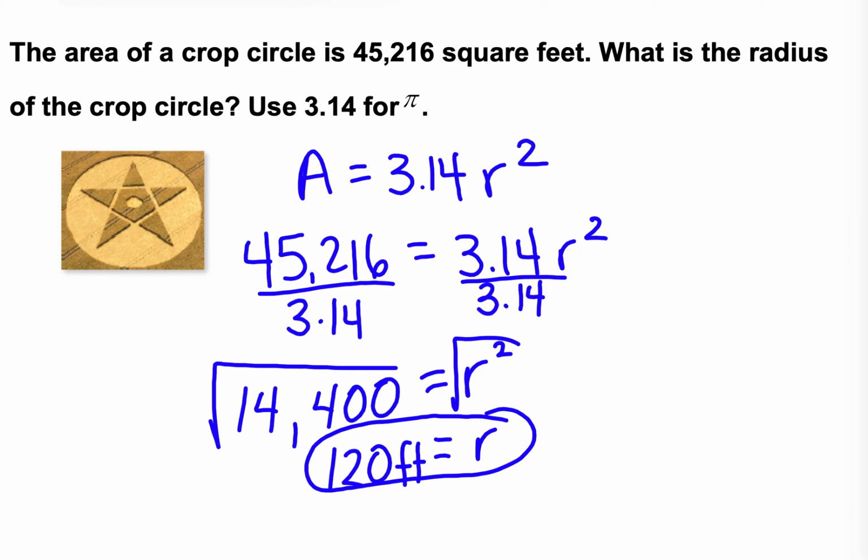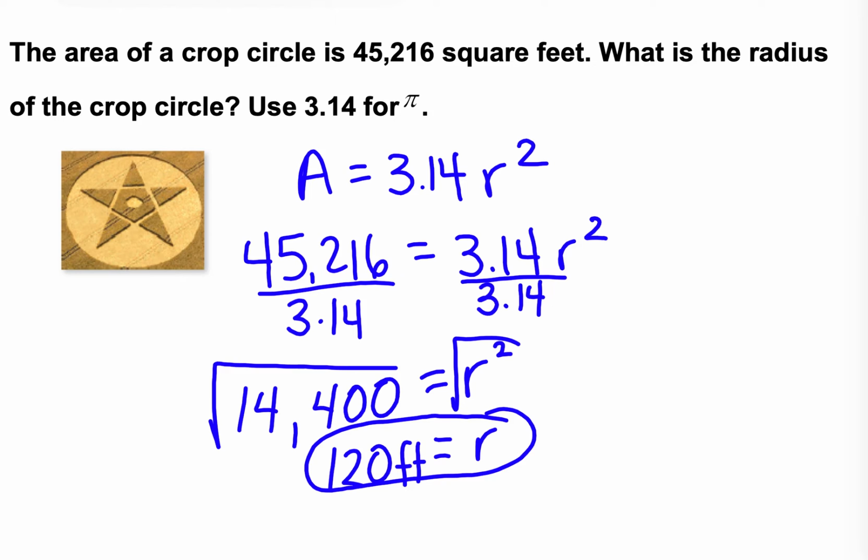All right, let's take a look at this story problem. The area of a crop circle is 45,216 square feet. What is the radius of the crop circle? Use 3.14 for pi. Okay, so I said we weren't going to be using calculators today, and I did mean for the order of operation type problems, the square root type problems, we're not using calculators to do those. But for one like this where we have such large numbers and we're dealing with pi, we will go ahead and use a calculator to help us out with this one.